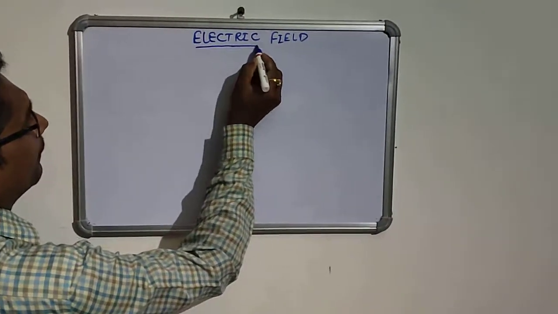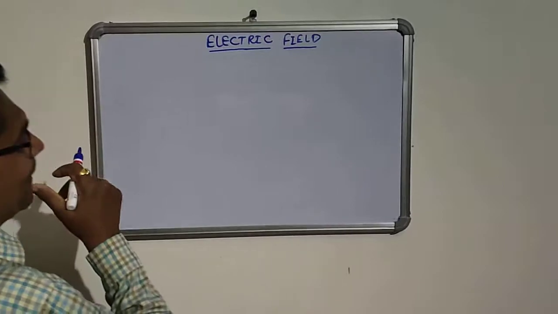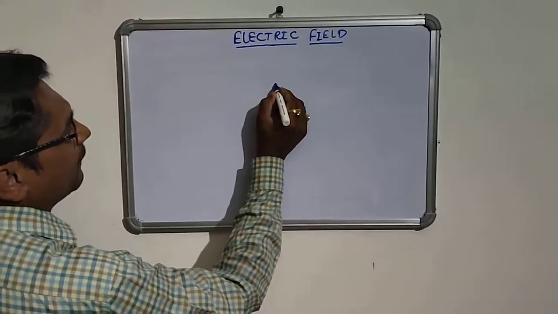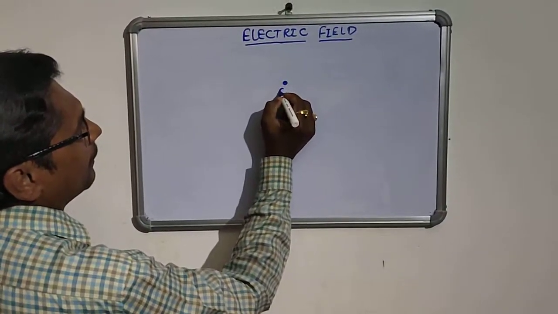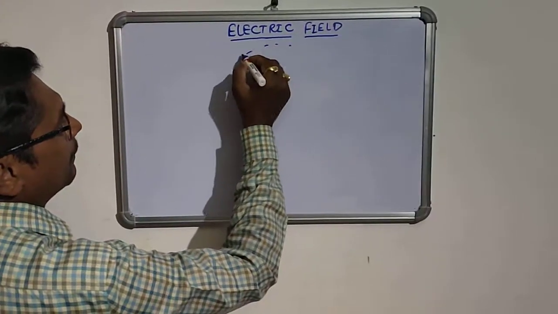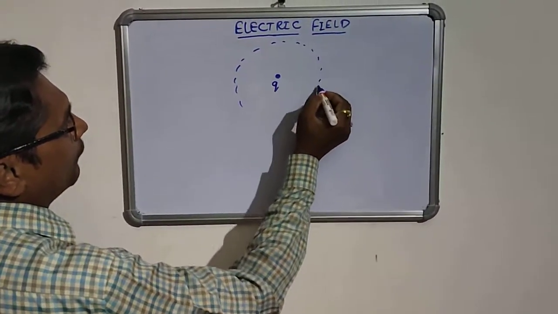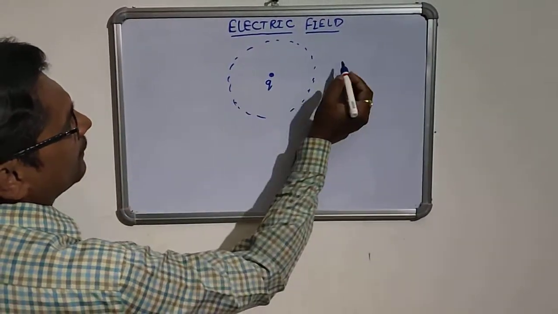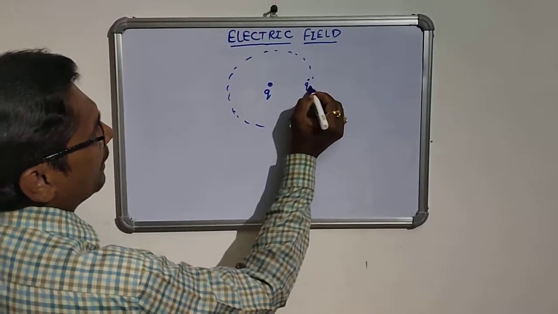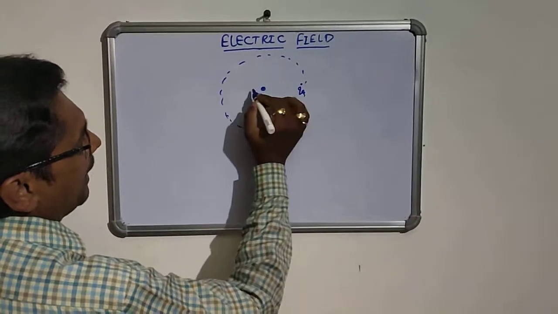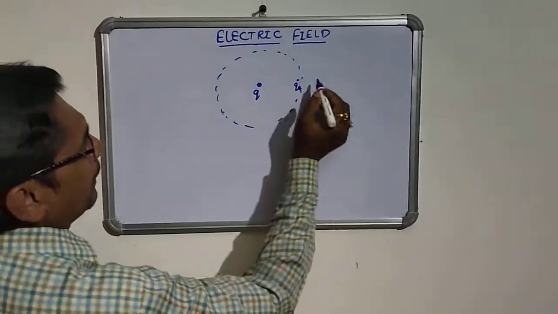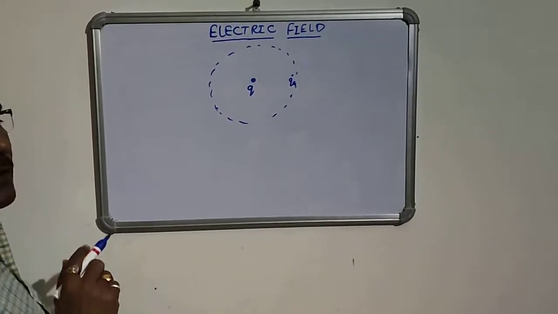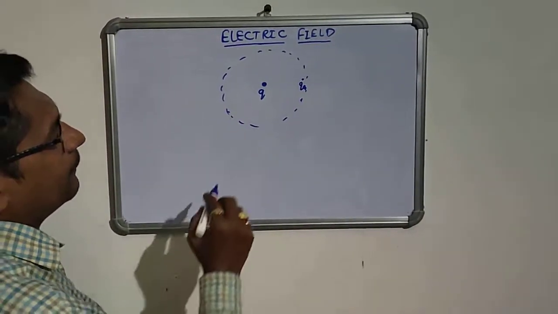Electric field means the force experienced by a charge. Force experienced per unit charge. Suppose this is a source charge and we have to place a test charge here. This test charge experiences a force, which is called the electric field or intensity of electric field.